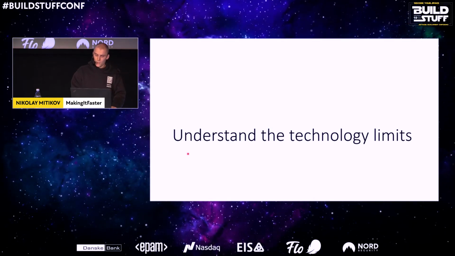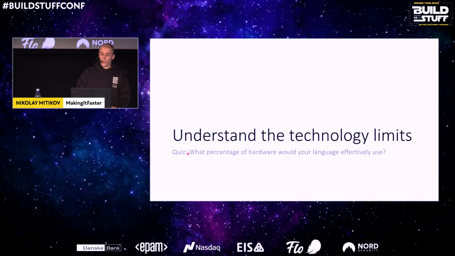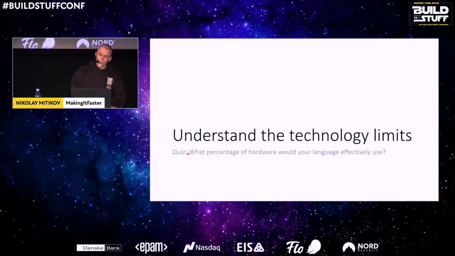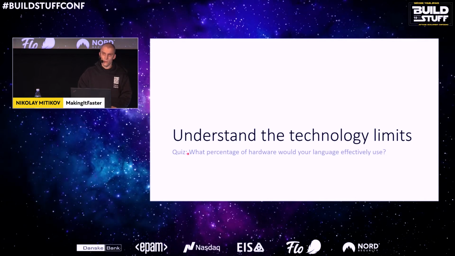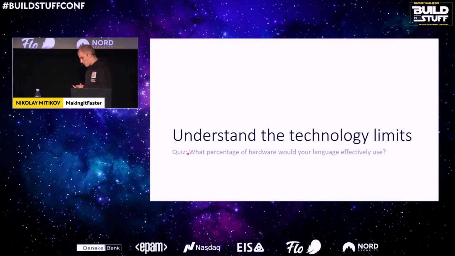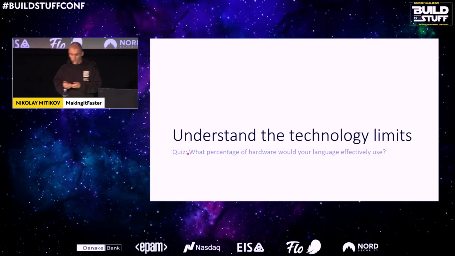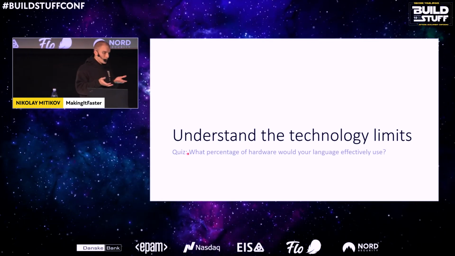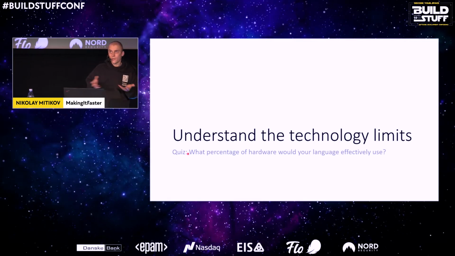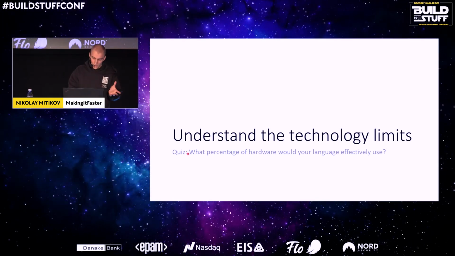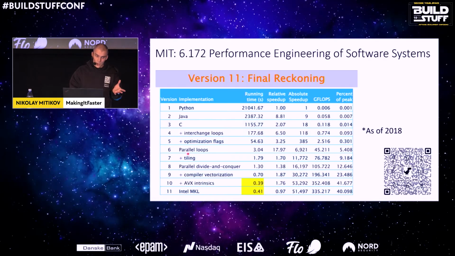Understand the technology limits. Question. What percentage of hardware would your language effectively use? What does it mean? You have this certain processor frequency, but then there are assembler commands that are executed in different registers, they're implemented differently, and basically that would be it.